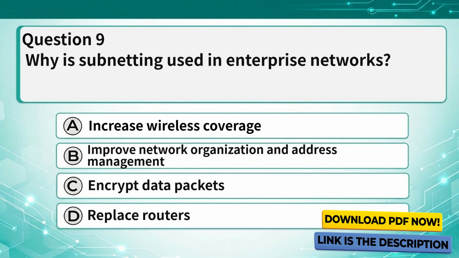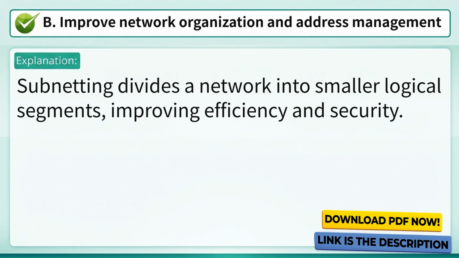Question 9. Why is subnetting used in enterprise networks? A. Increase wireless coverage. B. Improve network organization and address management. C. Encrypt data packets. D. Replace routers. Correct answer, B. Improve network organization and address management. Explanation: Subnetting divides a network into smaller logical segments, improving efficiency and security.